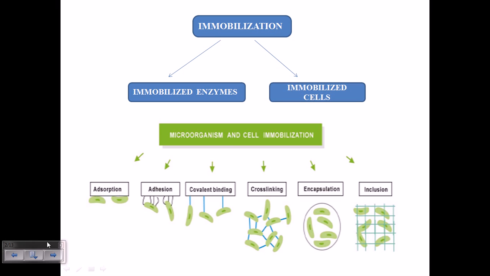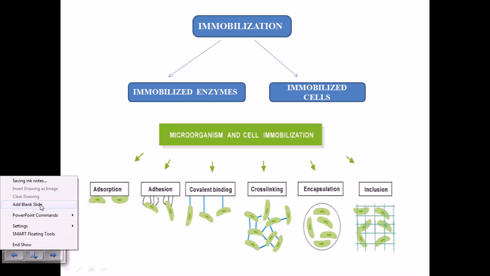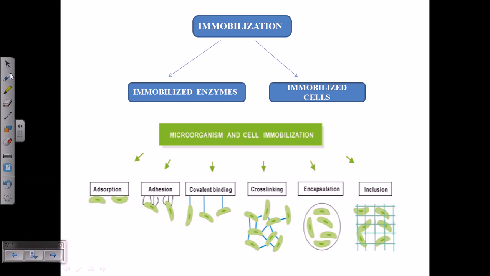Now if we look at enzyme, microorganism and cell immobilization, we can find several techniques. There are techniques like adsorption, which is a simple attachment of the cell surface with a matrix, and the second one is adhesion, which is due to the utilization of bacterial flagella, cilia or pili for adhesion with a matrix. The third kind is covalent binding.